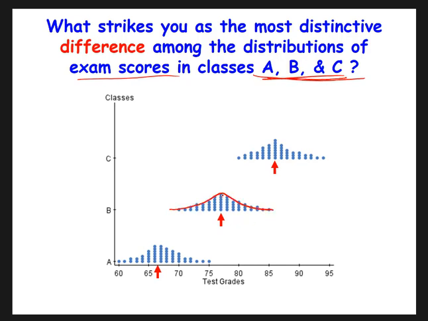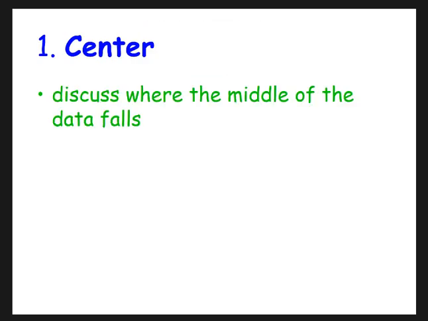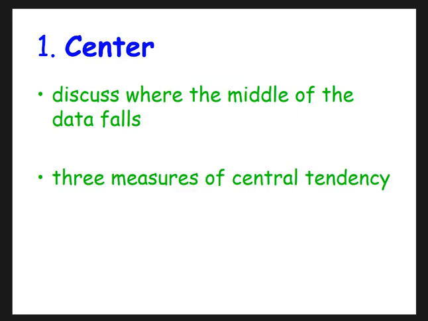The middle of the curve would be the point where I could fold one side over onto the other. It'd be symmetrical about that. That's about the center of that curve. There are three measures of central tendency that we're going to talk about: mean, median, and mode.